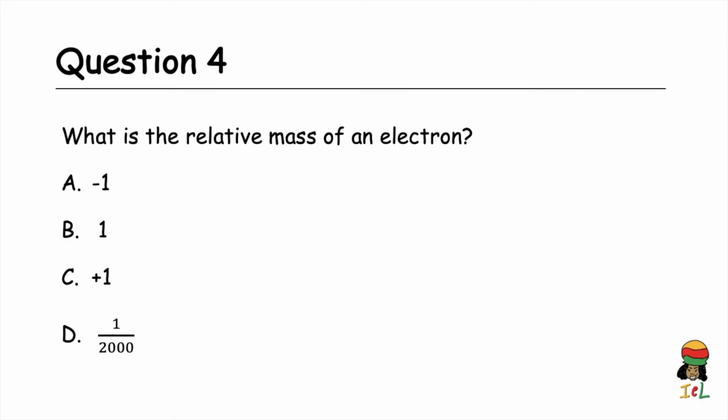Question 4. What is the relative mass of an electron? A. -1, B. 1, C. +1, D. 1 divided by 2000. The answer, of course, is D. 1 divided by 2000, which equals 0.0005. And if we were to round that, we would obtain 0.